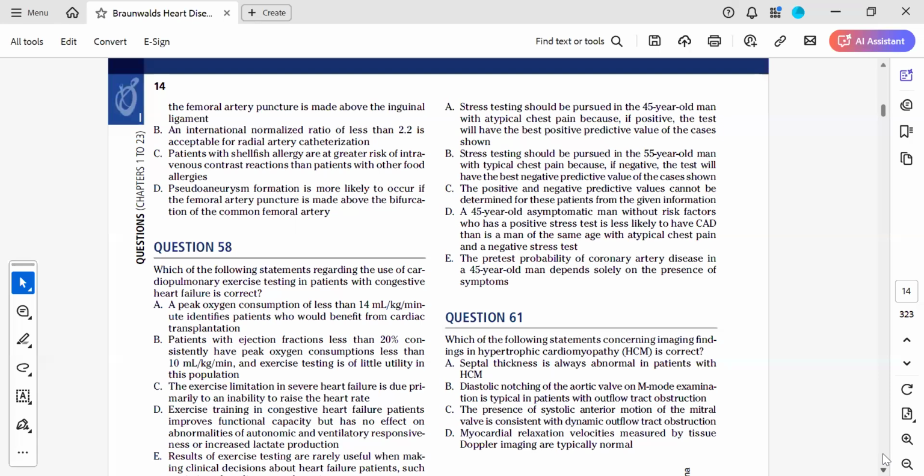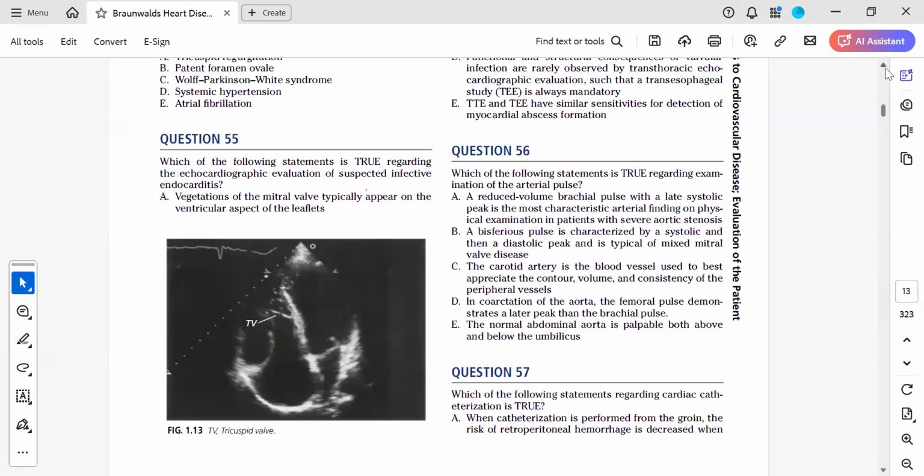So we'll go back to the question at this point. Sorry. So question one. Dr. Eugene, please can I take the question again so that we'll just get the answers and move on? Okay. So which of the following statements regarding cardiac catheterization is true?